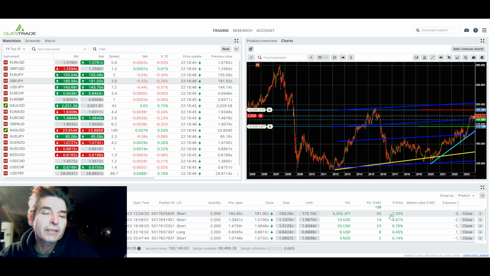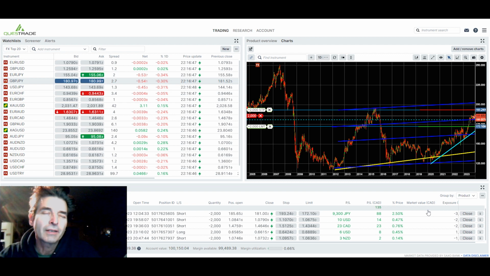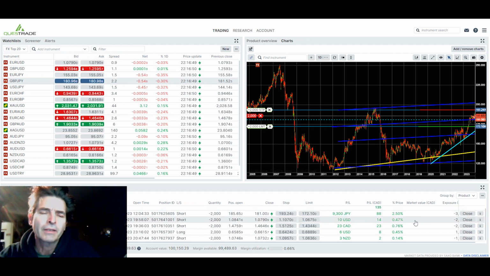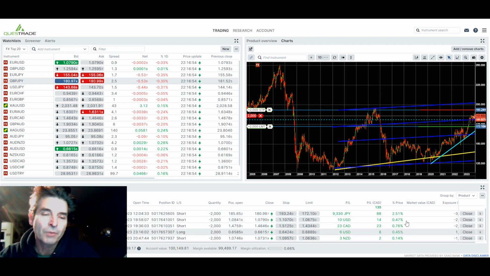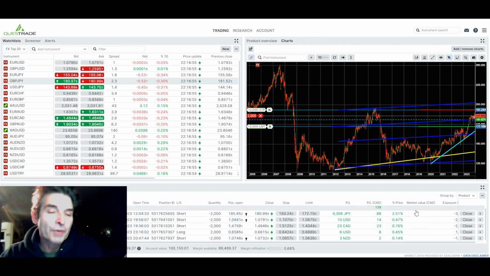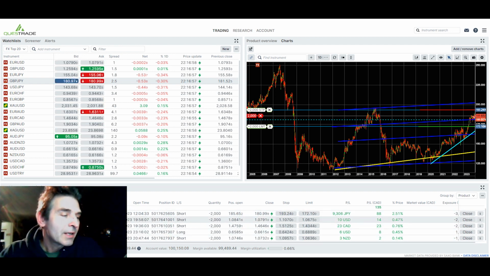One of our trades hit our limit. What was it? Franc yen, I believe, is gone. Everything else has gone positive here. No negative trades, so that's great.